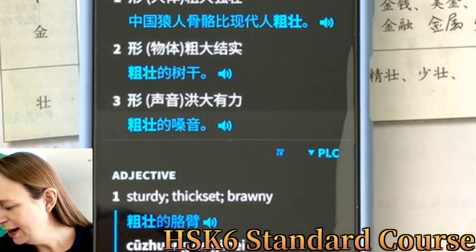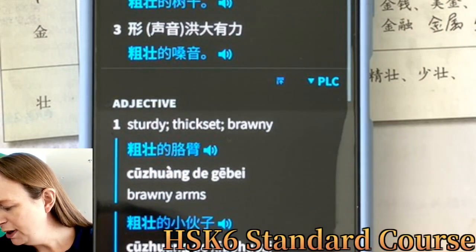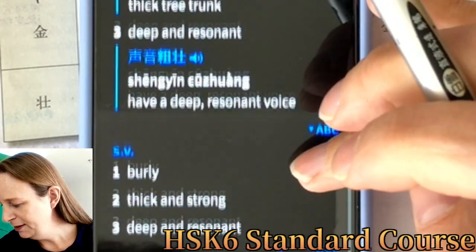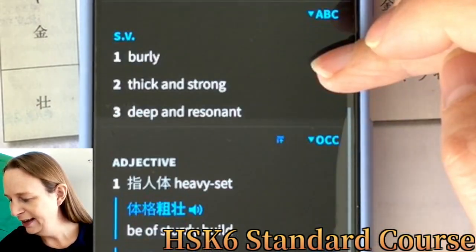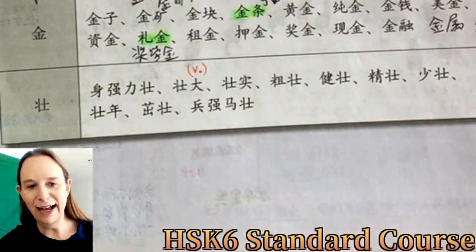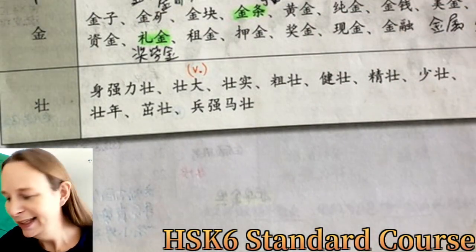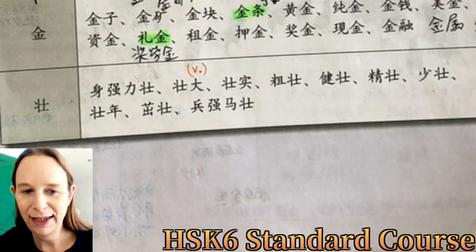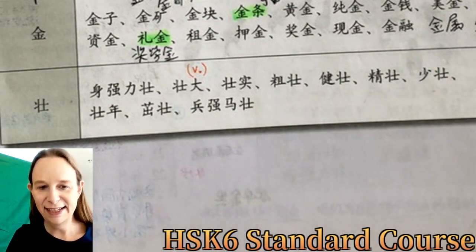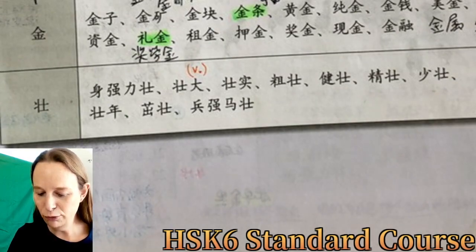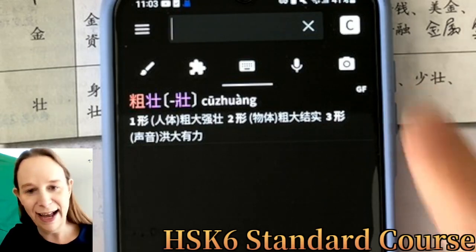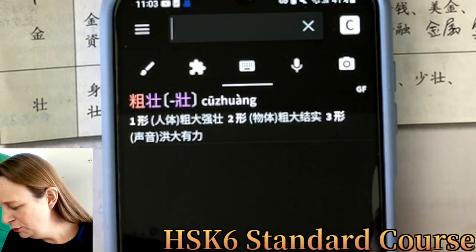粗壮的树干. Okay. 粗壮的声音. What's the sound one? Resonant. Okay. Resonant. They all kind of mean thick, sturdy. This, I think. 健壮. Yeah, we saw this. But what does it mean? 健壮. 健 pertains to buildings and things, right? So 健壮. So sturdy built or something. 粗壮, adjective. 健壮.